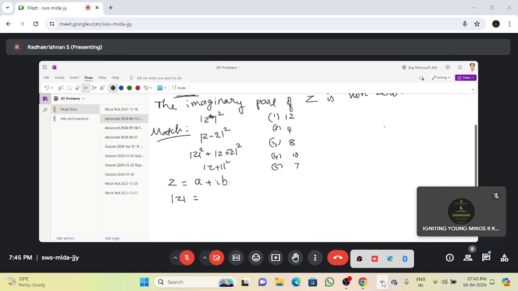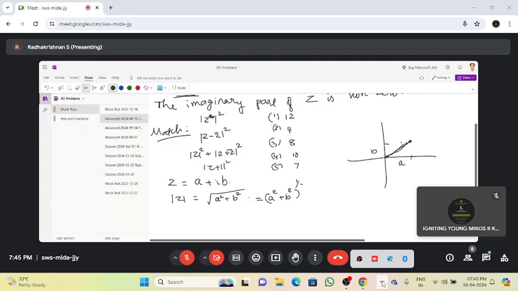Okay, so if the polar coordinate, like A plus IB, we represent like this, A is your x-axis and B is your y-axis. So what is the distance of that point from origin? That is square root of A square plus B square, the modulus. Or you can write it as A square plus B square, to the power of half.